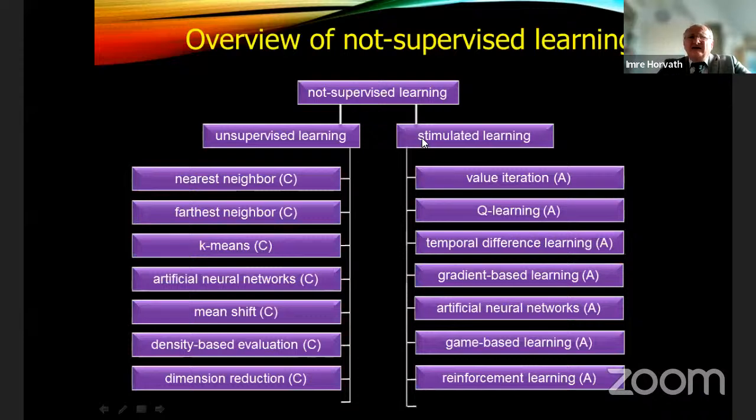On the other side, with regards to stimulated learning, we can talk about value iteration learning, Q learning, temporal difference learning, PDL, gradient-based learning, and artificial neural networks, a subset of them prepared for stimulated learning. Then we can also identify game-based learning approaches and reinforcement learning approaches. Here again, the legend applies. So wherever you see a capital A, it means that it is something which is good for approximation, a kind of regression. Those which are indicated with capital C are typical for clustering, and K would be, but here it is not relevant for definitive classification.